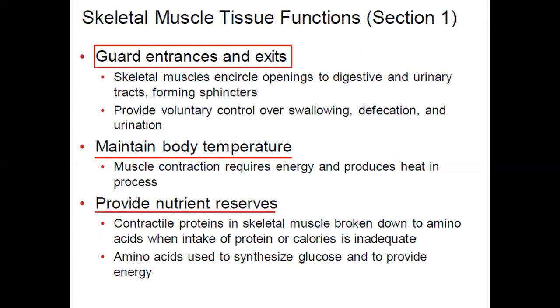It's skeletal muscle. I've mentioned maintaining body temperature. Muscle contraction requires energy, and that produces heat that can keep your body temperature regulated. And also, it's a nutrient reserve. There is a storage form of blood sugar, which is glucose, called glycogen. So you can store and even produce glucose in a muscle and store it there as well.